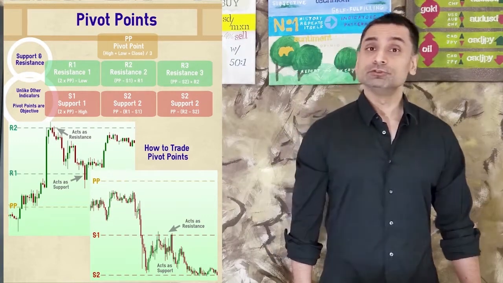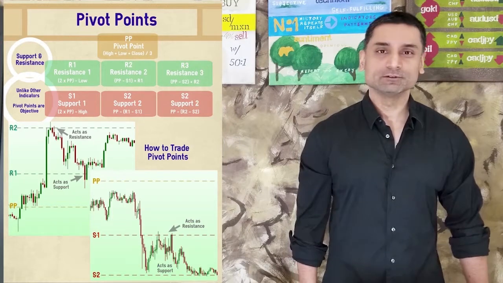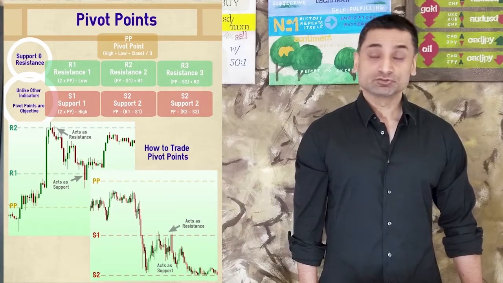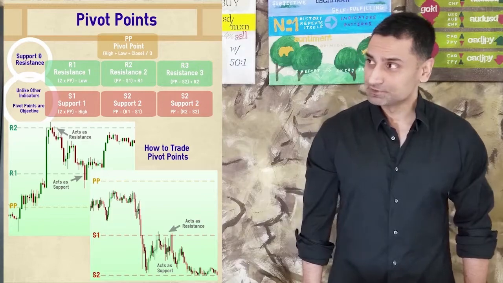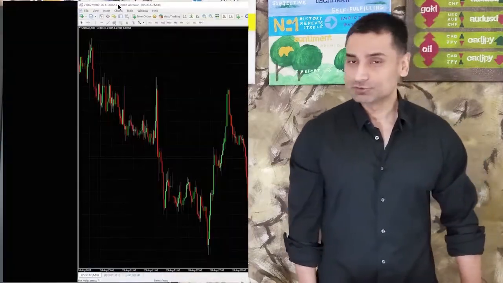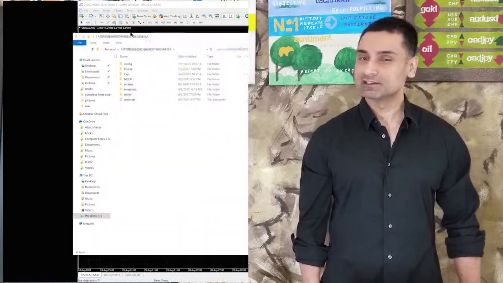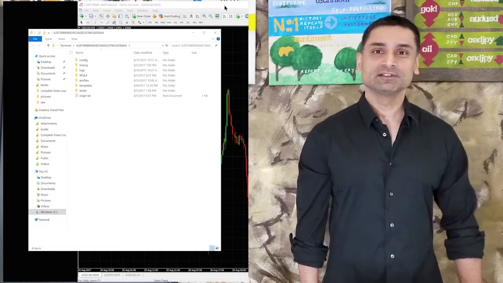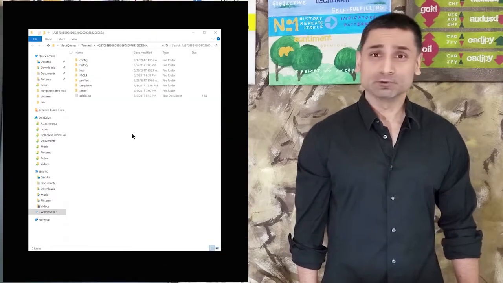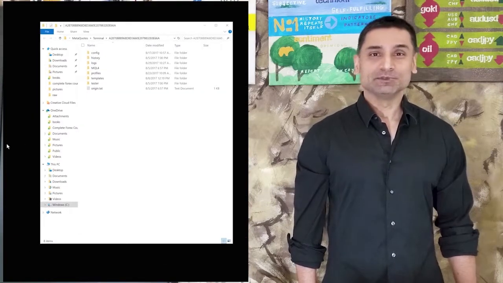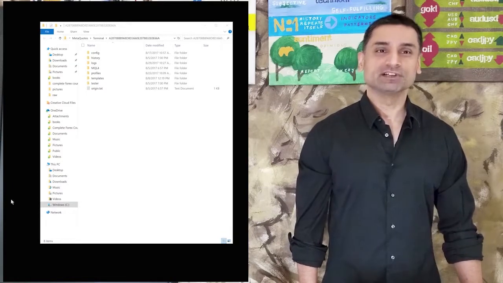You can also use pivot points with other indicators. Let's add the RSI to the chart. To do that, let's go to the MT4 platform now. The pivot points indicator is not included in the default indicators that come with the platform, so we will have to add it. As before, just download it from the resources section.